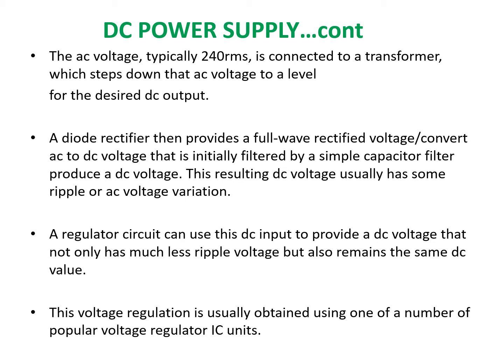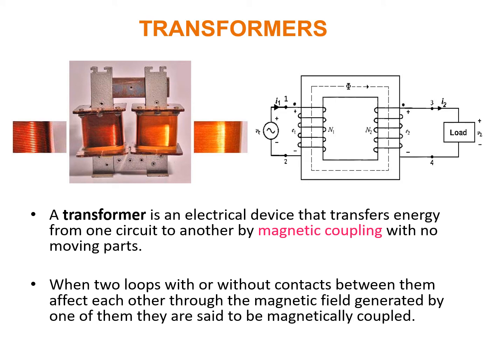Now we want to make all the negative voltage positive. And then the regulator circuit can use this DC input to provide a DC voltage, which not only has much less ripple voltage but also remains the same DC. If, let's say, you want 5 volts, you will get 5 volts. This voltage regulation is usually obtained using one of a number of popular voltage regulator IC units. So we will go through each part.